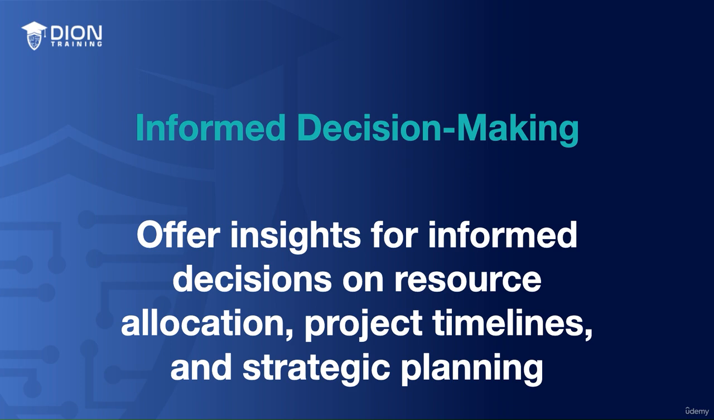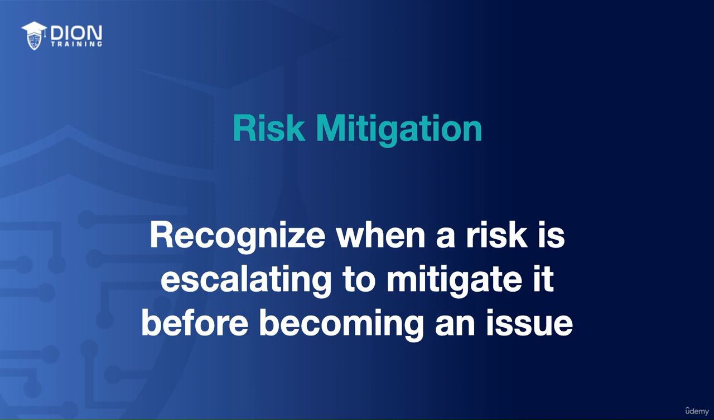First, we have informed decision-making. Regular risk monitoring and reporting provide valuable information that can be used to make informed decisions about resource allocation, project timelines, and strategic direction. Second, we have risk mitigation. By continuously monitoring risk, businesses can identify when a risk is becoming more likely or when potential impact is increasing. This allows them to take action to mitigate the risk before it becomes a problem.